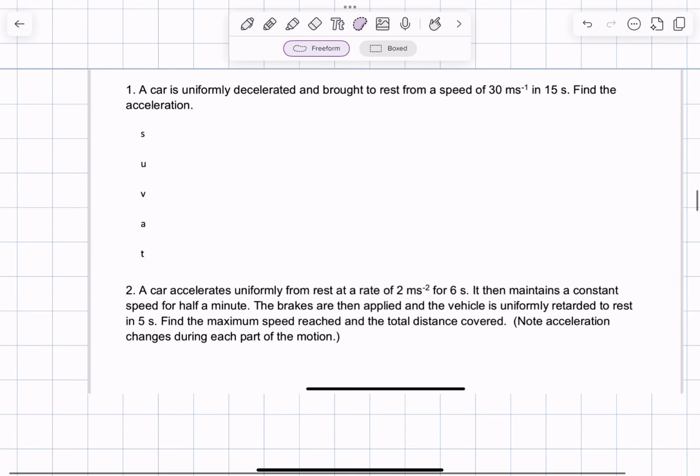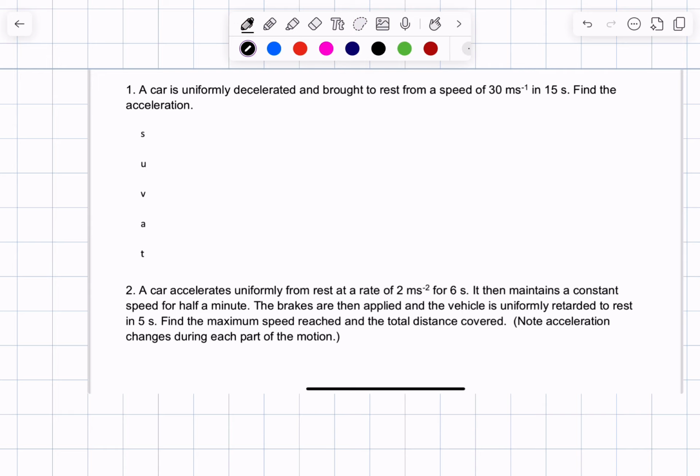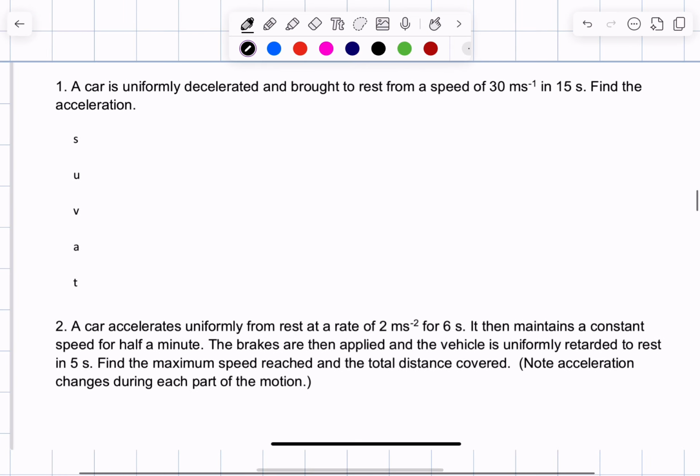The question is, a car is uniformly deaccelerated. You can see the questions, right, guys? Okay, thank you. So now here is question number 1. Okay, let's start with this.